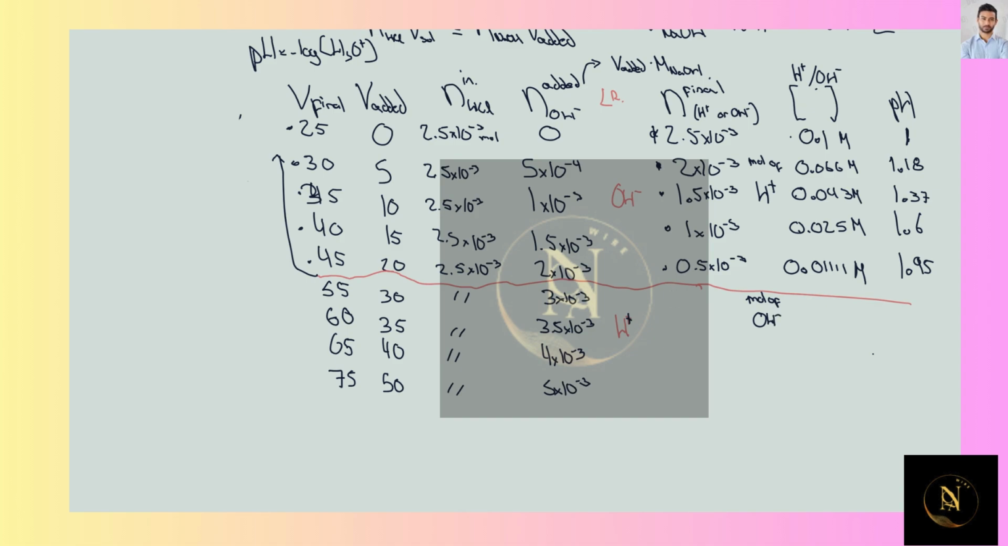And here I'm going to have 0.5 times 10 to the minus 3, 1 times 10 to the minus 3. Recall in this section, the limiting reagent is H3O plus or H plus. Next up, over here, I'm going to get 1.5 times 10 to the minus 3, and finally 2.5 times 10 to the minus 3. Now the concentrations, sorry about the ambulance, the concentrations on this side are going to be concentrations of OH minus.